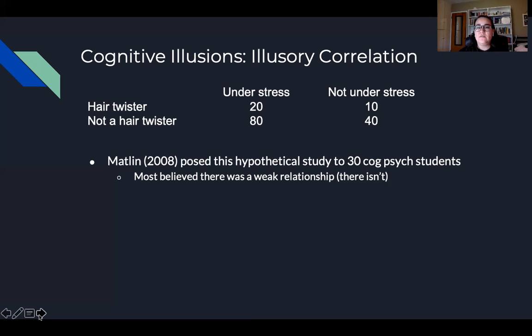But this idea of illusory correlation is that people report seeing connections between data that seem plausible, even when those connections aren't actually there. And in this example, hair twisting and stress seem likely to be connected, right? Because hair twisting sounds like something that would be nervous behavior. And we know nervous behaviors are more likely to be produced when people are feeling stressed.